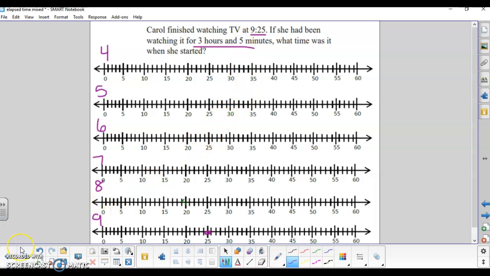Push pause and try and answer this question. All right, so if we went back 3 hours and 5 minutes, we would go back 1 hour, 2 hours, 3 hours, and 5 minutes. That means she started watching television at 6:20.